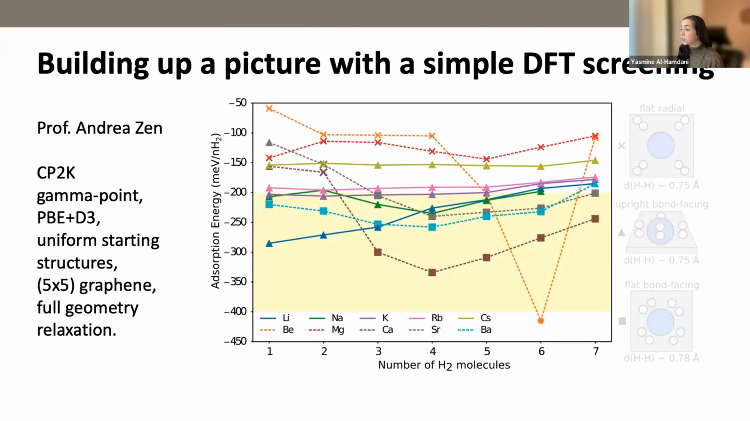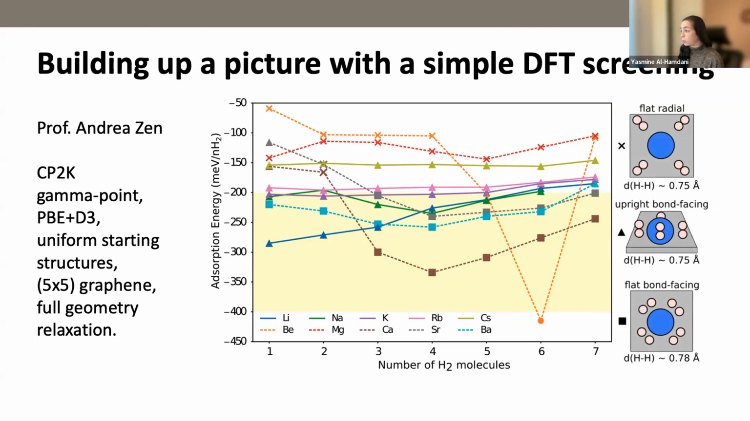Andrea had initially used CP2K to do a quick screening by looking at group 1 and group 2 metal atoms, putting them on graphene and then seeing, for 1 to 7 hydrogen molecules, how strongly they bind to that substrate. I'm not going to go into much detail with this complicated-looking plot, but just to point out that 3 major mechanisms, or at least 3 major structures, seem to emerge, identifiable by the cross, the triangle, and the square. Those with a square structure tend to look like they might be in this ideal regime, illustrated by the yellow box.